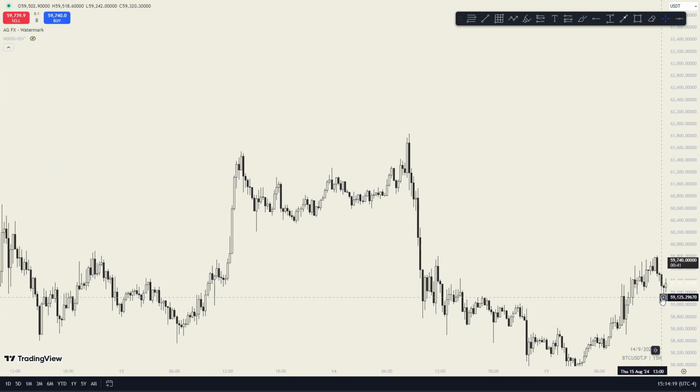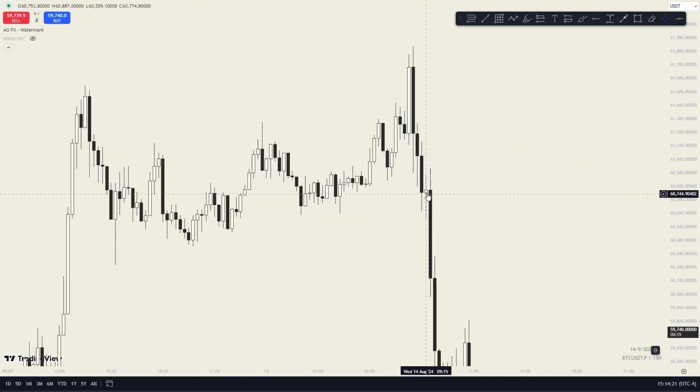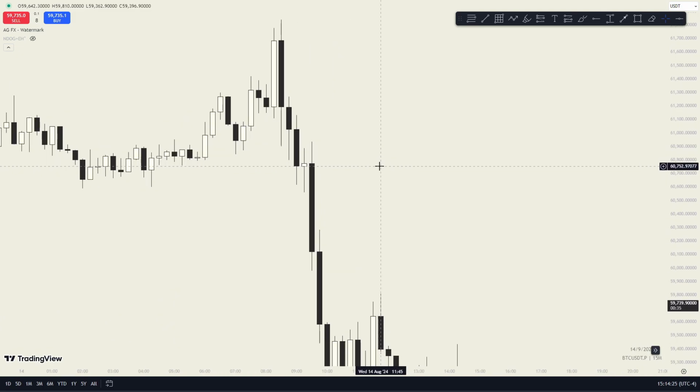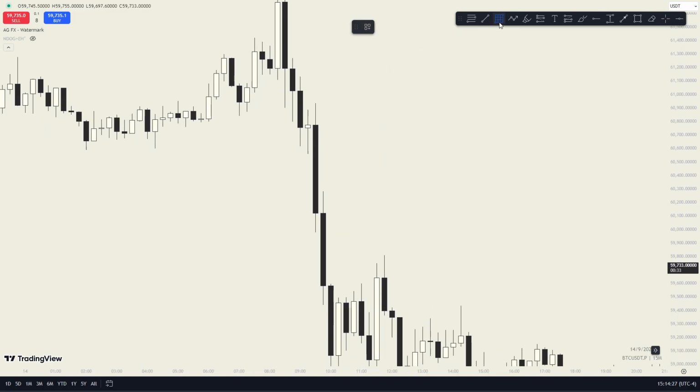So here we can see that we created this fractal. Basically, I forgot to explain what a fractal is. So ICT teaches them as balanced price ranges. I call them fractals because I've learned them from Dave Teaches FX.